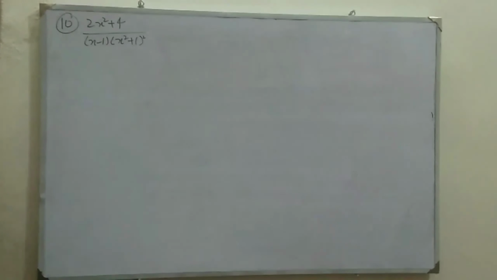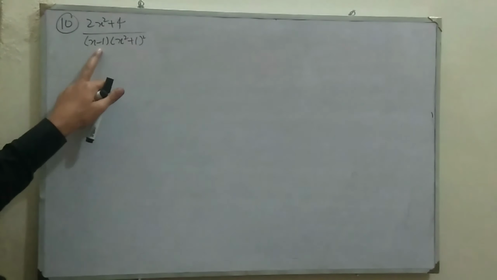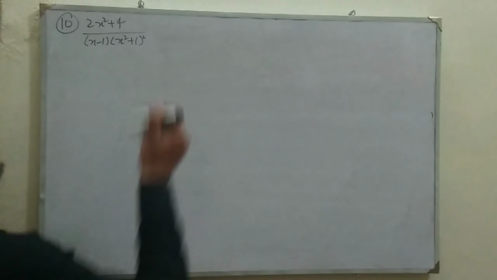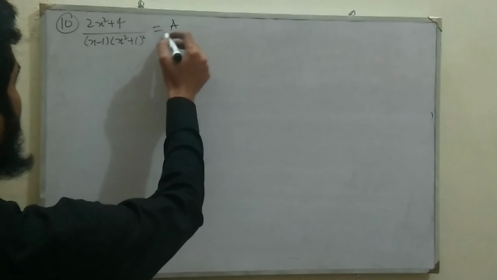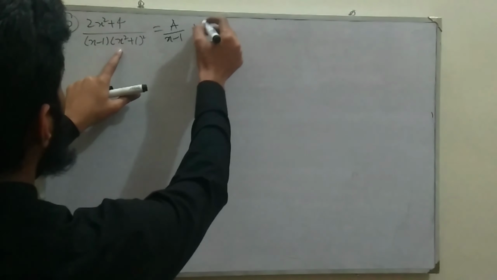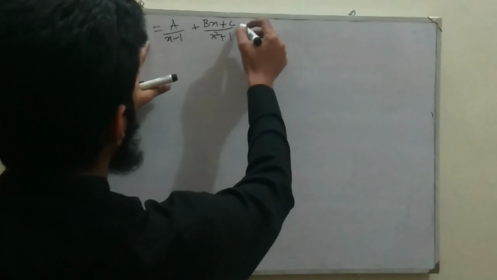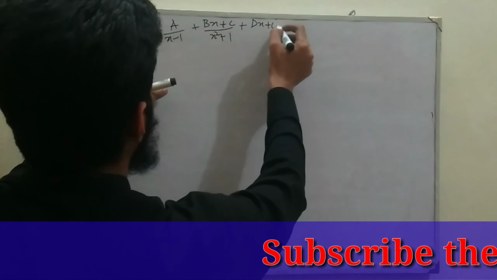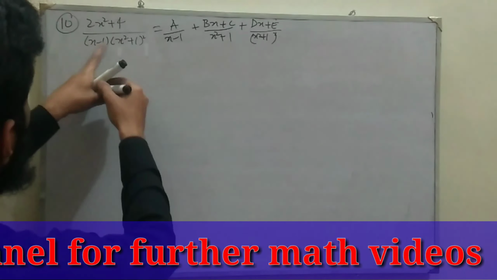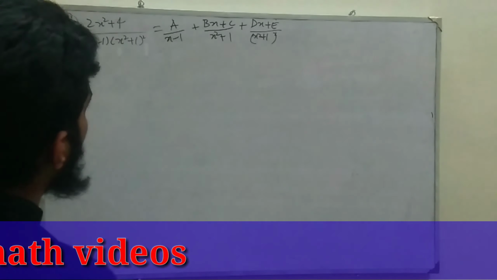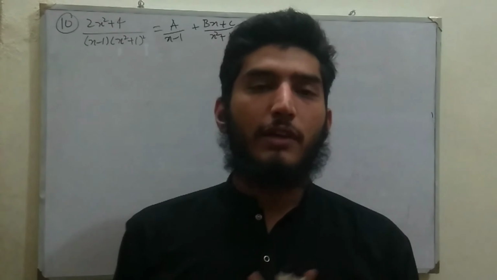Move to the last question of exercise number 4.2, which is question number 10. It tells 2x square plus 4 divided by x minus 1 and x square plus 1 whole square. So we can write, it is a linear factor, that's why we can write it as a single constant a divided by x minus 1. It is quadratic, so we can write bx plus c divided by x square plus 1. And it is again squared, so that's why we take dx plus e divided by x square plus 1 whole square. Now taking LCM x minus 1, x square plus 1 whole square, and find an equation, and from that equation find the constants a, b, c, d and e. So with this question we finished our lecture.